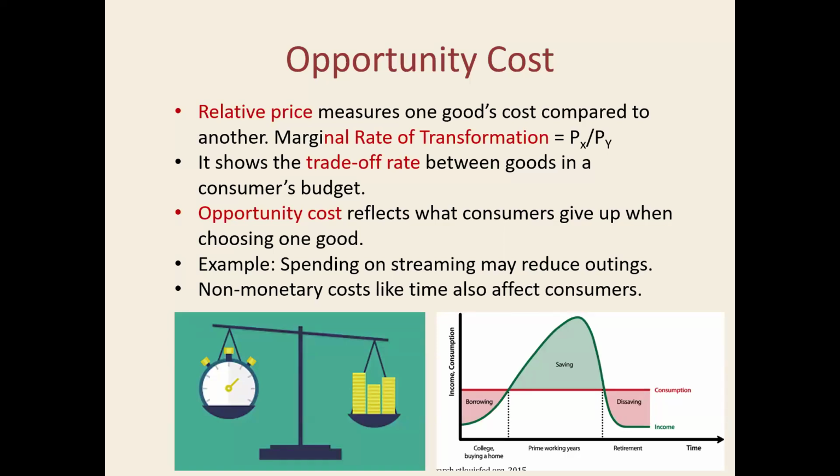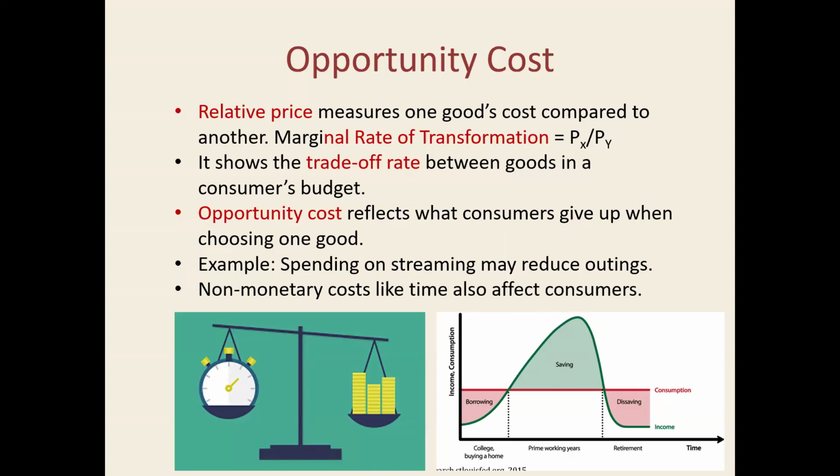Opportunity cost is one of the most important concepts in economics. We recognize that there are relative prices, and they measure the cost of one good relative to other goods. This is known as the marginal rate of transformation, and as noted before, it's the slope of the budget line, which is the price of X over the price of Y. It shows a trade-off between goods and the consumer's budget. Opportunity costs reflect what consumers have to give up when choosing one good.